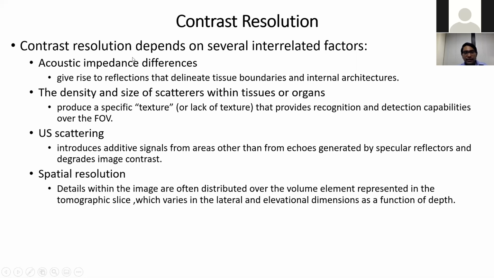The other factors that are important are density and the size of scatterers within tissue and organ. And again, it's the medium property which defines what the contrast would be. Then ultrasound scattering, how these reflectors are scattering the images, if they are coherently adding up or they are being destructive. That also determines the contrast resolution, and spatial resolution also plays a role in how the contrast appears.